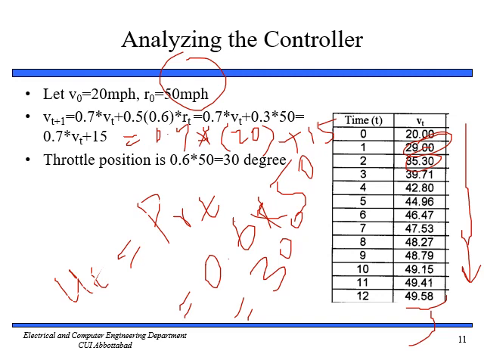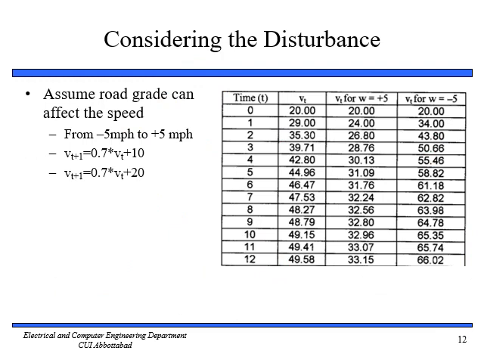So let's move on to the next slide. In this slide we are considering the disturbance. The disturbance is of -5 miles per hour and 5 miles per hour. So in our previous model, once we subtract 5, this will become 10, and when we add it to our model, it will become 20. Our model, if you go to the previous slide and see, was 0.7 into v of t plus 15. So we are subtracting 5 from 15 and then adding 5.